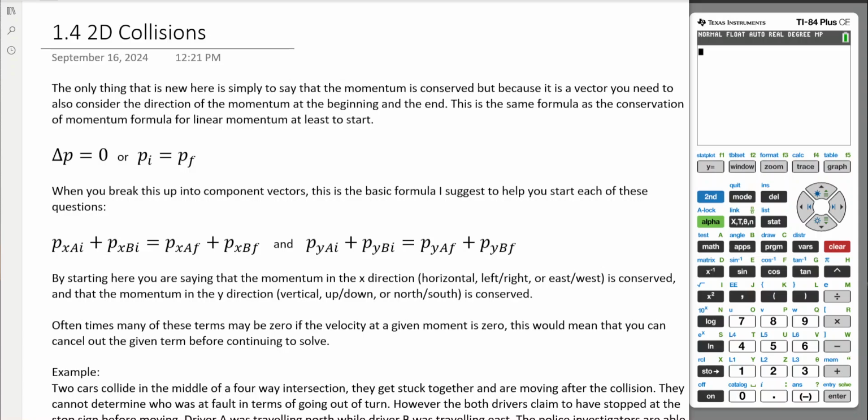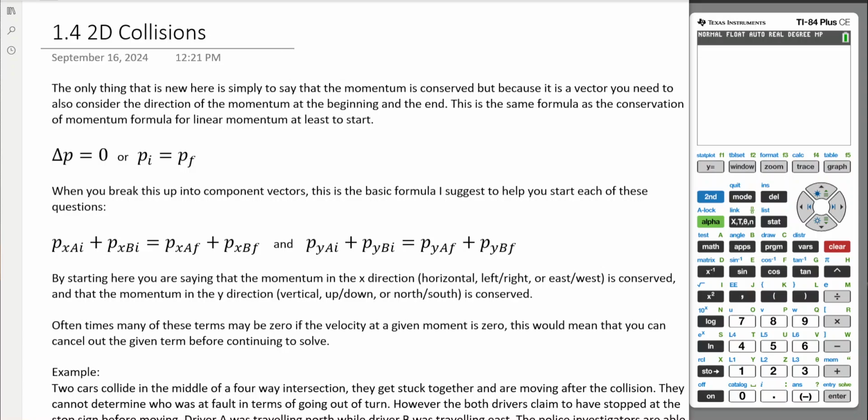The only thing that is really new here from the conservation of linear momentum is that now we are talking about vectors. We're talking about angles, 2D collisions. So we're talking about trigonometry, Pythagoras theorem, and SOHCAHTOA. So we have to conserve not only the momentum, but we really need to consider the vectors of the momentum, so the directionality of momentum from beginning to end. If the momentum at the beginning is only to the right, the momentum when you have the final vector is only to the right. So it's the same idea as in the last video, pi equals pf.